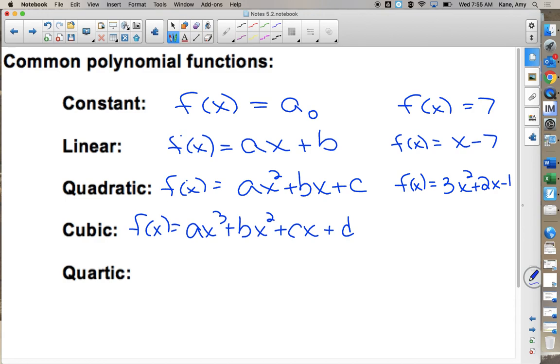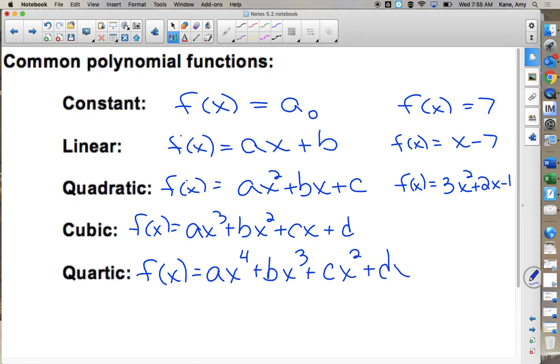What's a quartic? Jack? Yeah, an exponent to the power of 4 is called a quartic. So ax to the 4th, bx cubed, cx squared, dx, and then plus e. That would be a quartic. After that, they don't really get any special names. We kind of run out of names and we just say a power of 5 or a function to the 5th power. But these would be the common ones that we will see.